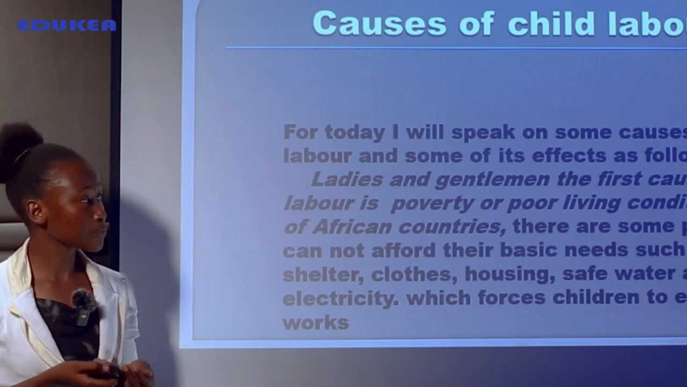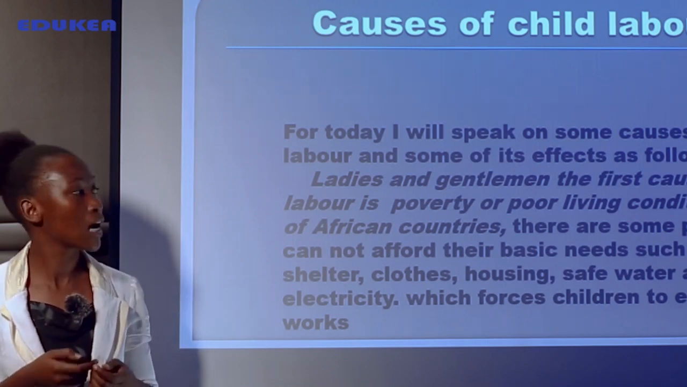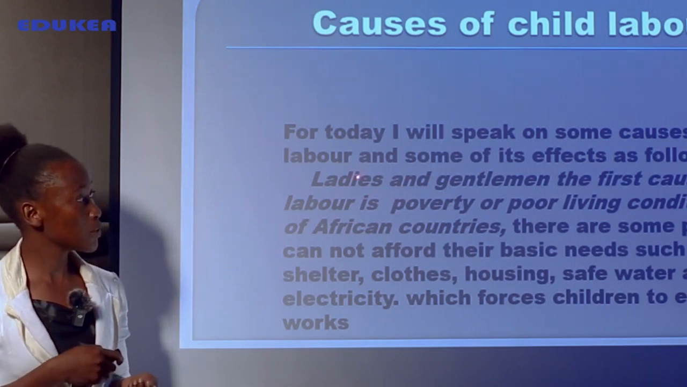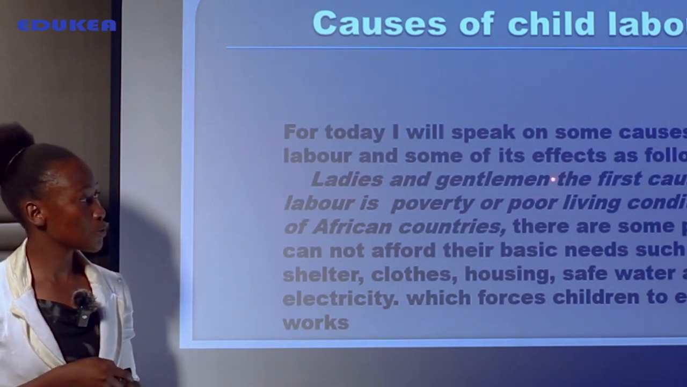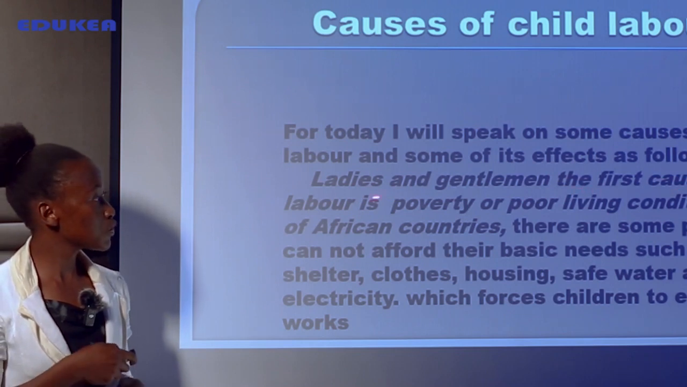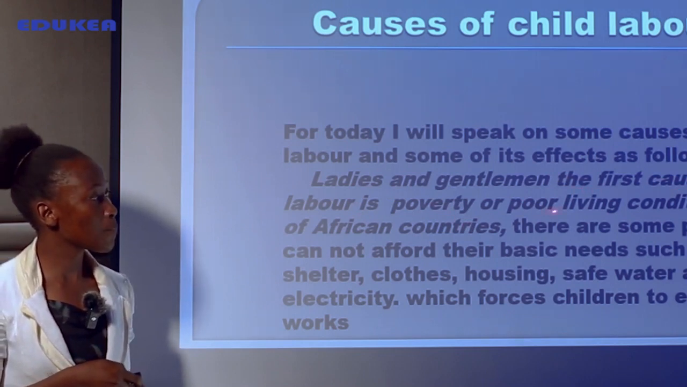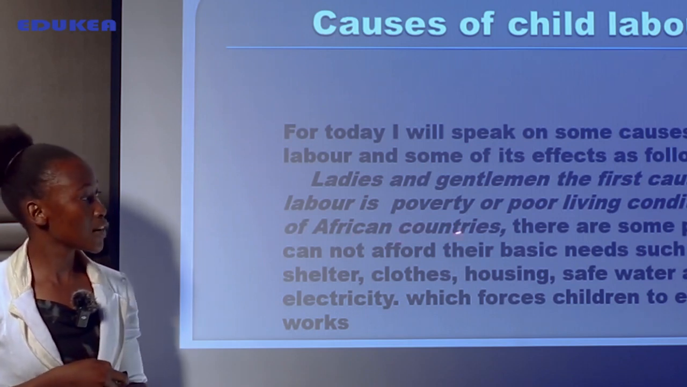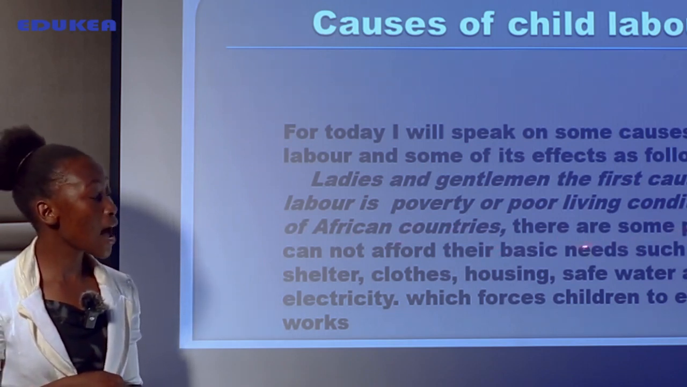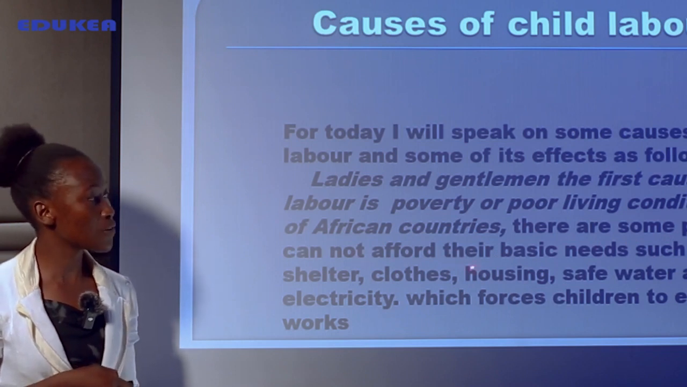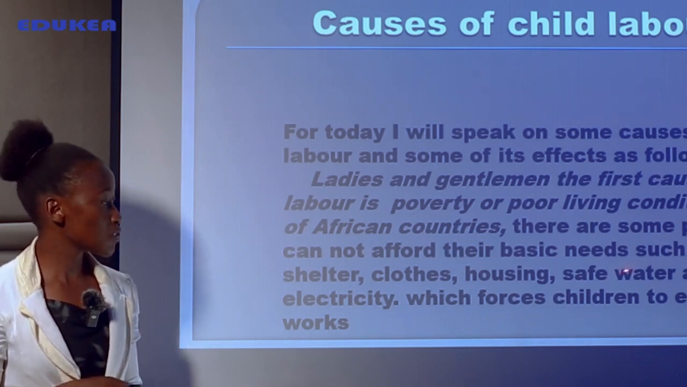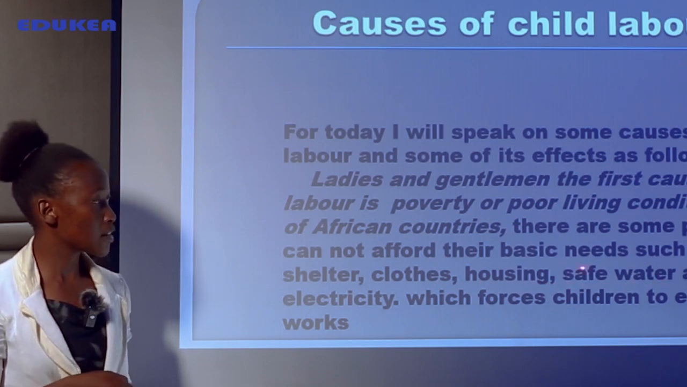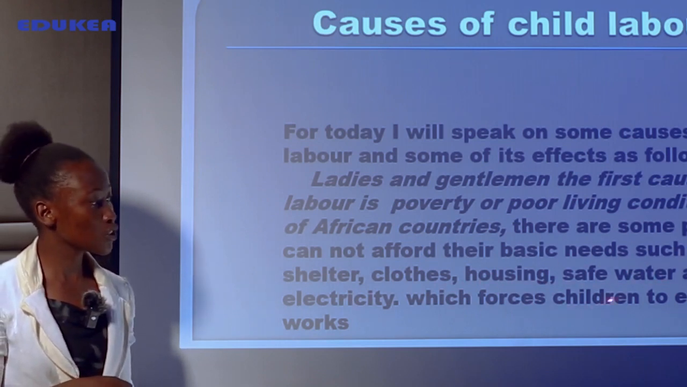You can use words like ladies and gentlemen. So here in this speech, it reads, ladies and gentlemen, the first cause of child labor is poverty and poor living conditions. In most African countries, there are some people who cannot afford their basic needs such as food, shelter, clothes, housing, safe water, and electricity, which forces children to engage in work.